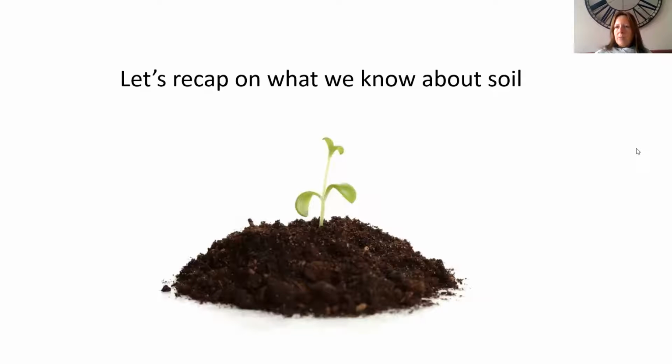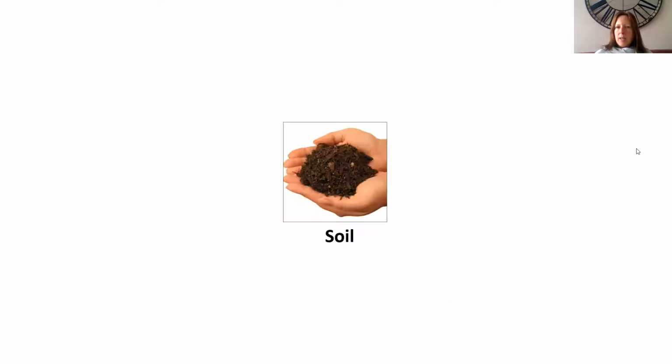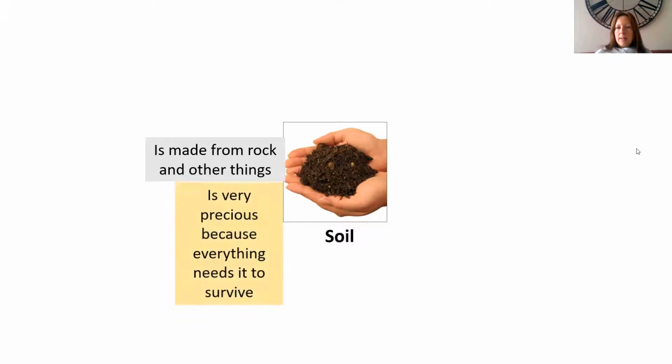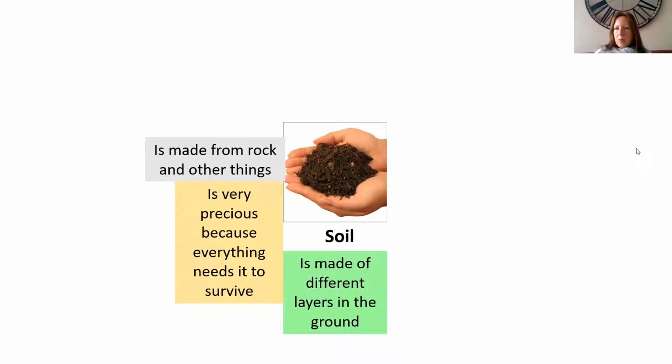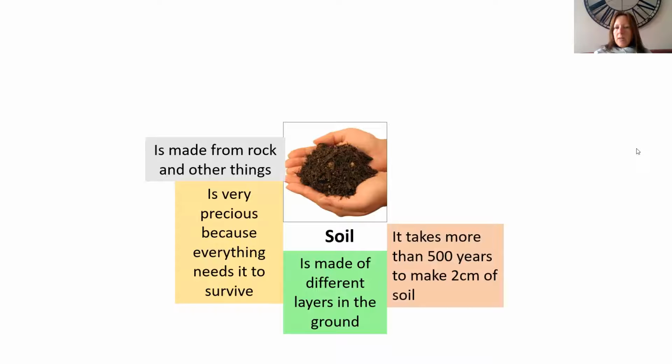So let's recap on what we have just found out about soil from that guessing game. Okay, what facts did we find out? So it's made from rock and other things. So not just rock, but rock actually helps in making it. It's very precious, because that was how it was described as we were going through, because everything needs it to survive. It talked on one of the clues about it being home for many, many different creatures as well, didn't it? It's made of different layers in the ground. If we dug down, we'd see different layers of soil as we went down. It takes more than 500 years to make 2 centimeters of soil, just 2 centimeters of soil.